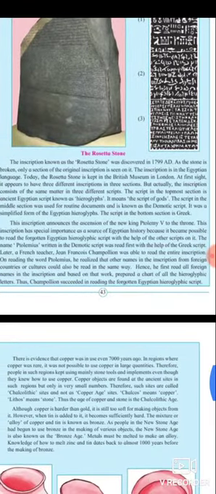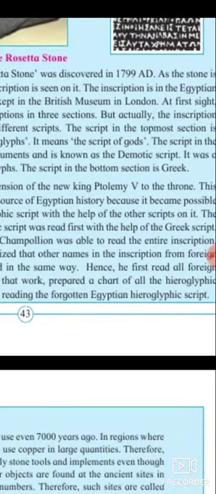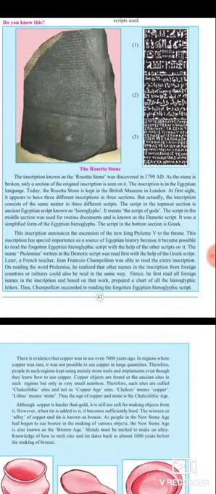So this inscription announces the new king, Ptolemy V, to the throne. He may have created the stone. This inscription has a special importance as a source of Egyptian history because it became possible to read the forgotten Egyptian script with the help of those other scripts.